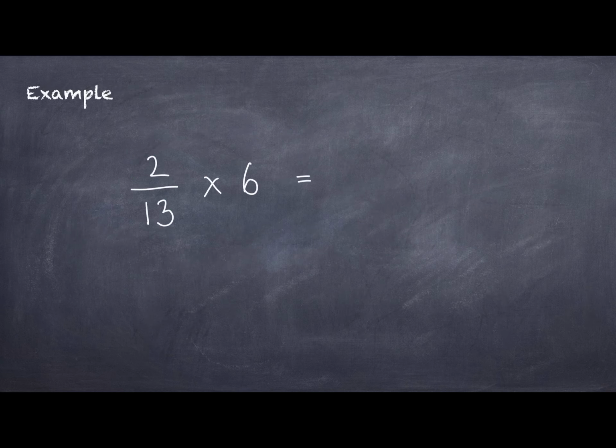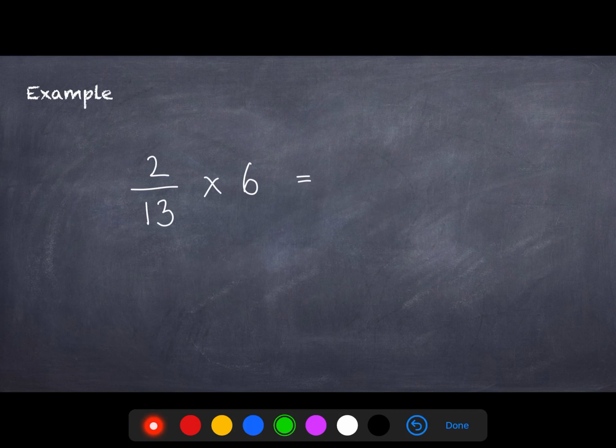So let's have a look at an example without the diagrams this time. So I've got 2 over 13 times by 6. So I'm going to do numerator times integer all over denominator, which is going to give me 12 over 13. Now, if I was to do this with the diagrams, I would get the exact same answer, okay? And then this cannot be simplified because 13 is a prime number.